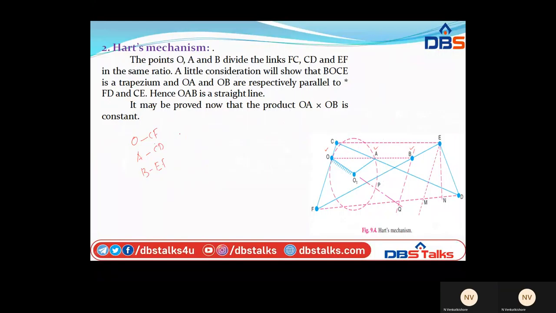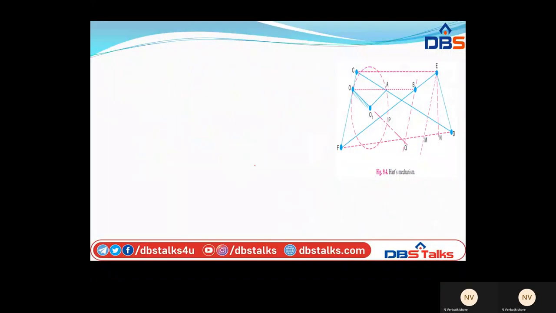A little consideration will show that B, O, C, E is a trapezium. See here, B, O, C and E will form a trapezium, this C, O, B, E. It may be so that this O, A, B will form the straight line. For this, OA into OB has to be constant, which we need to prove. So let us come to the proof of that.